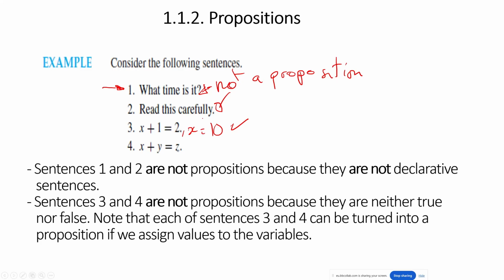Now, it's not a proposition because it has this x, and then you cannot answer by true or false without having some more information about the x. And that's the idea behind what is a proposition and what is not.